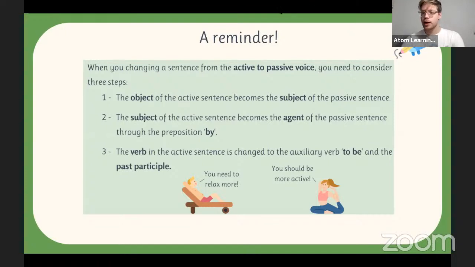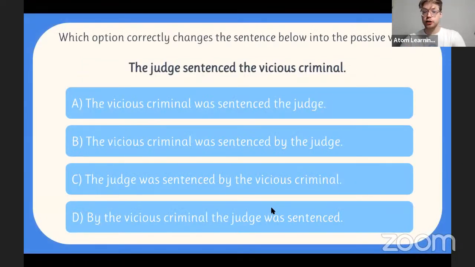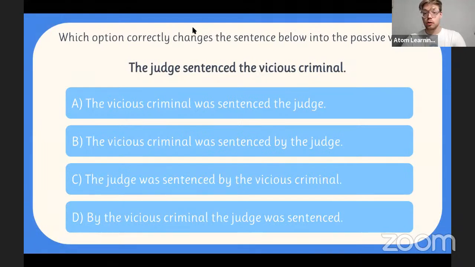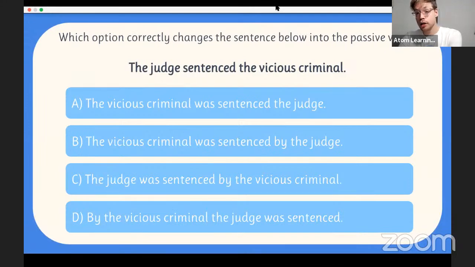I think this will make more sense when we look at a question together and look how we change a whole sentence into the passive voice. So that's exactly what we're going to do. Which option correctly changes the sentence below into the passive voice? I will let you have a little go. Now, if you want an extension, let me know what the subject, agent, and verb are in the correct passive voice sentence. My final hint is make sure the sentence makes sense. Don't just look for the subject, verb, and agent.